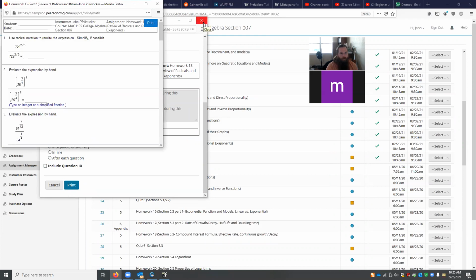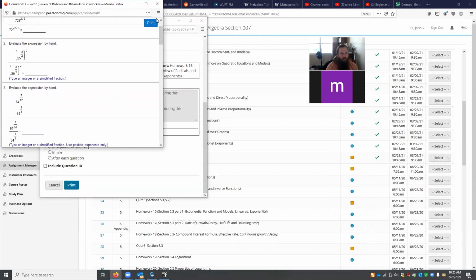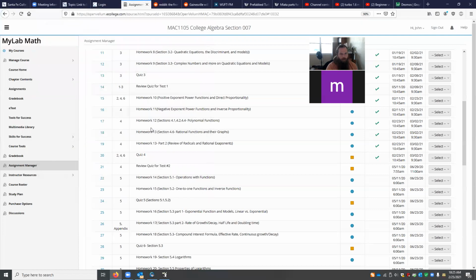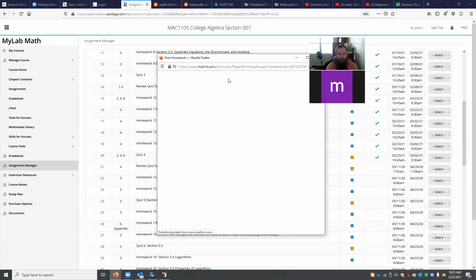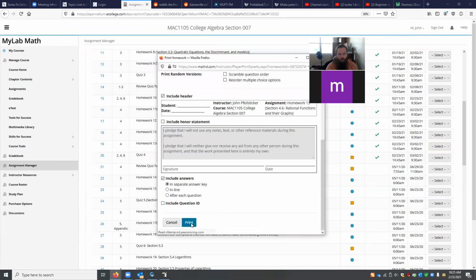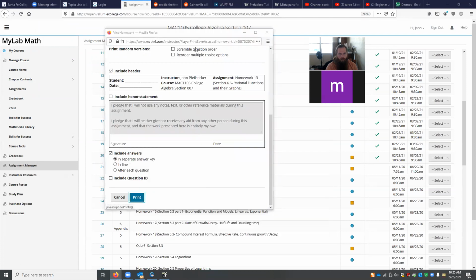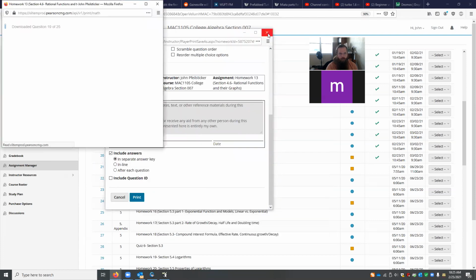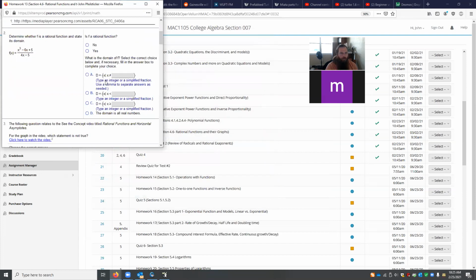So there we go. Oh, this is the rational expressions one, isn't it? It's not this. We want rational functions and their graphs. Come here. Why don't you want to load? Sometimes I swear Pearson just messes with us to mess with us. All right, yeah, here we go.